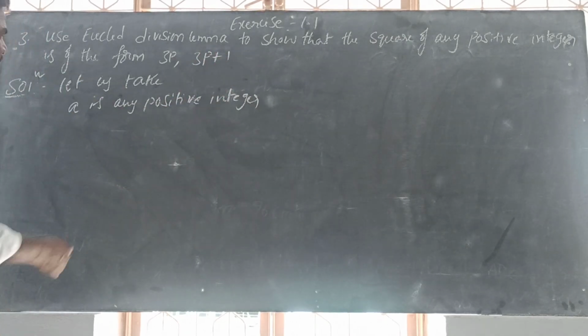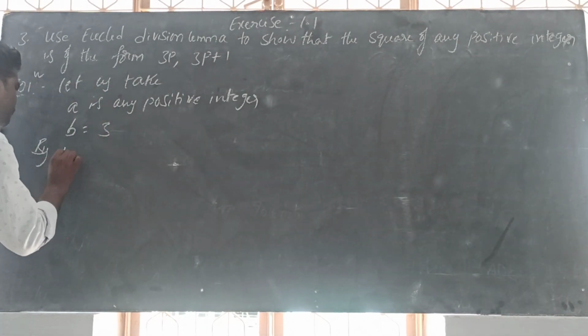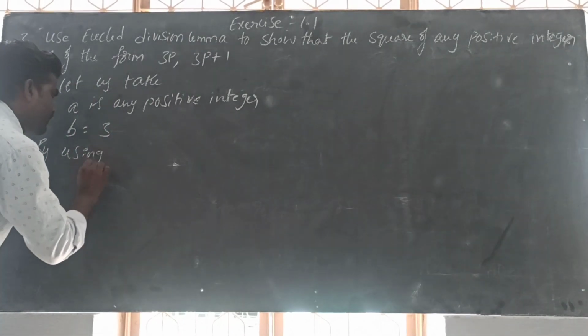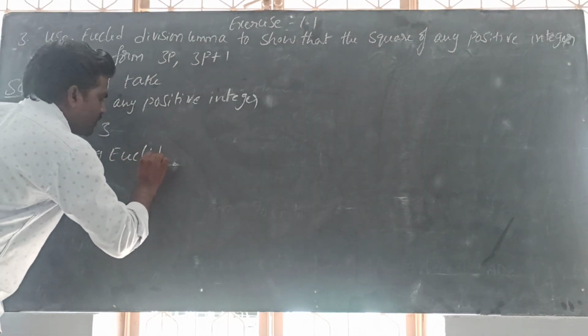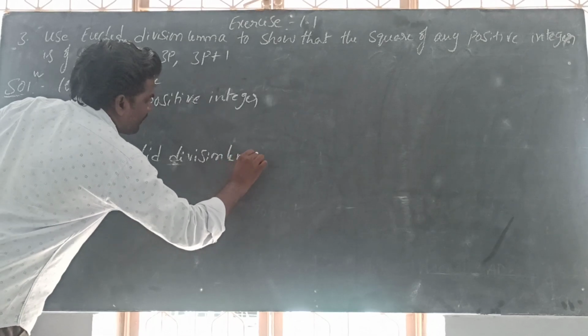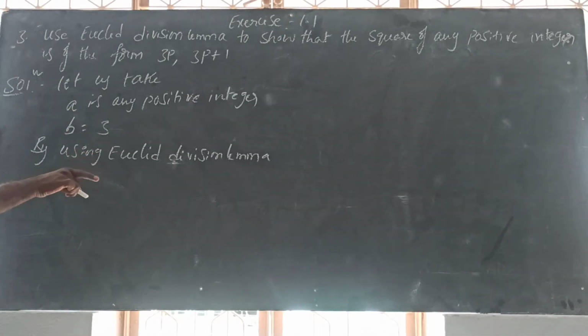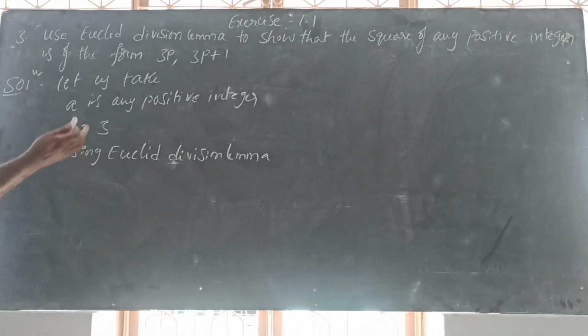So here b is equal to 3. So by using Euclid division lemma, what is the divisor here? 3. So divisible is nothing but multiple. Divisible means it is already divided, the remainder is 0.